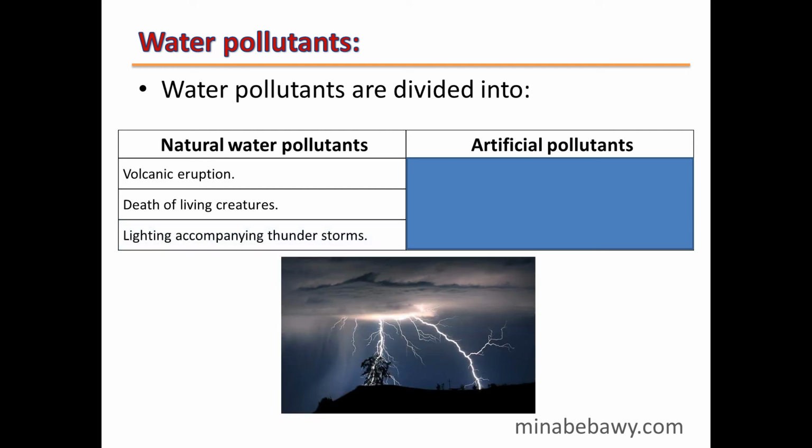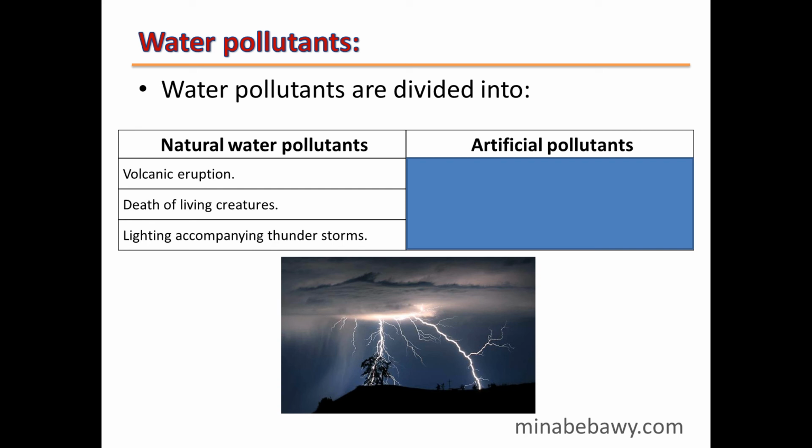Finally, lightning accompanying thunderstorms, because thunder and lightning have very high temperature which can break the bonds between nitrogen and oxygen, and this will form nitrogen dioxide. Nitrogen dioxide and nitrogen monoxide will combine with the water of rains, forming nitric acid, and this is what is called acidic rain. Also, this will change the structure of water.